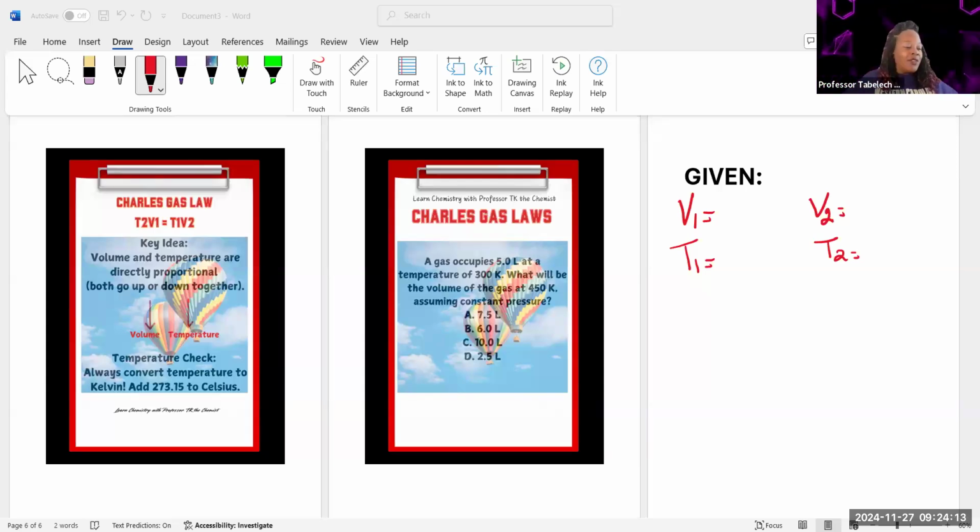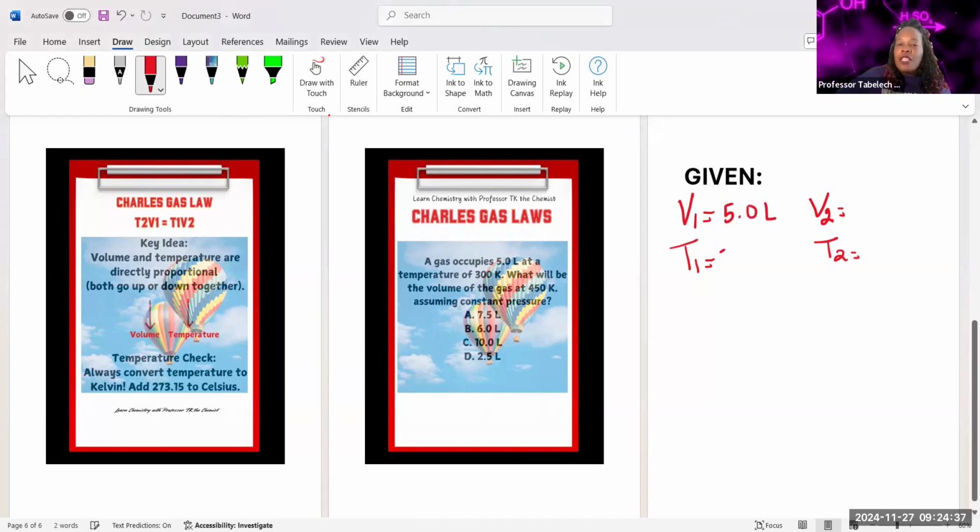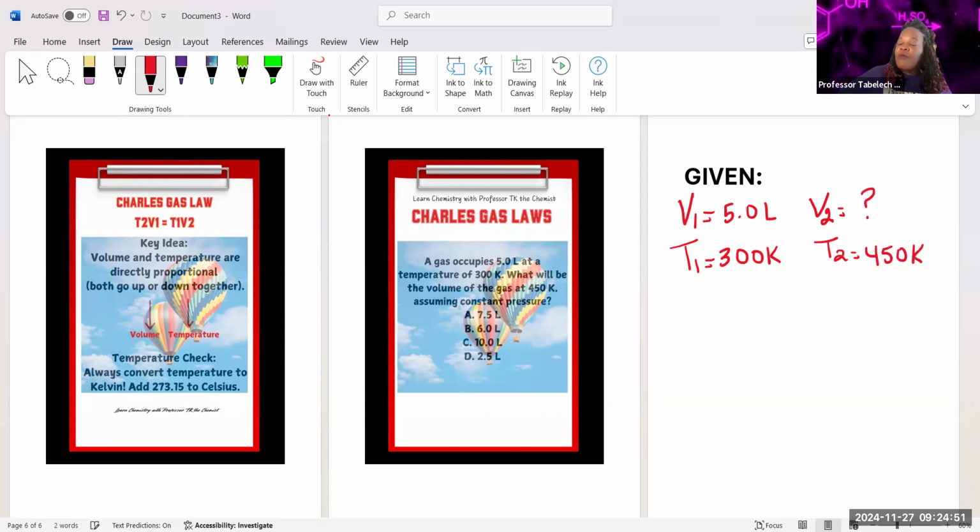Let's go ahead and figure out how to solve this problem. It says a gas occupies 5.0 liters at a temperature of 300 Kelvin. What will the volume of the gas be at 450 Kelvin, assuming constant pressure? What you have to do first is figure out what was given in the problem. We were given 5.0 liters. We were also given the temperature, already in Kelvin at 300 K. They want to know what the volume will be at 450 Kelvin, so you're looking for V2.